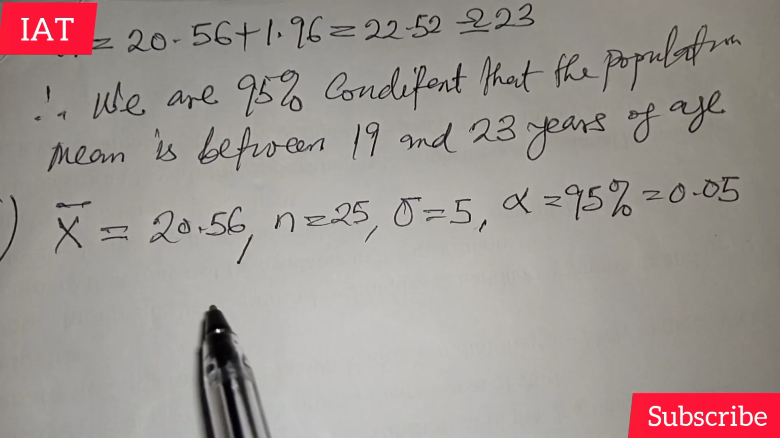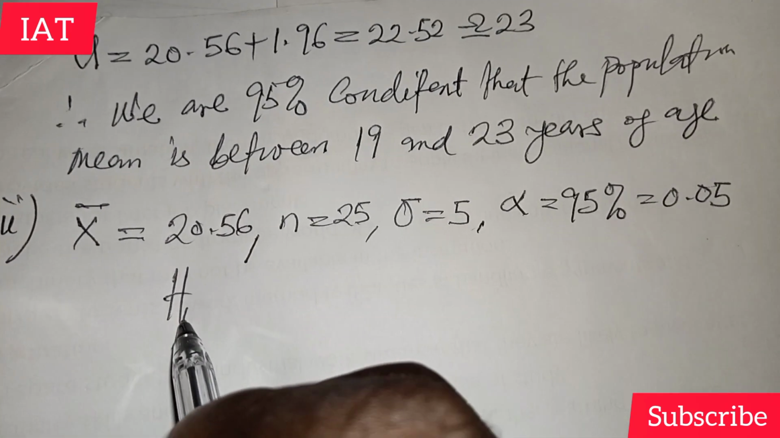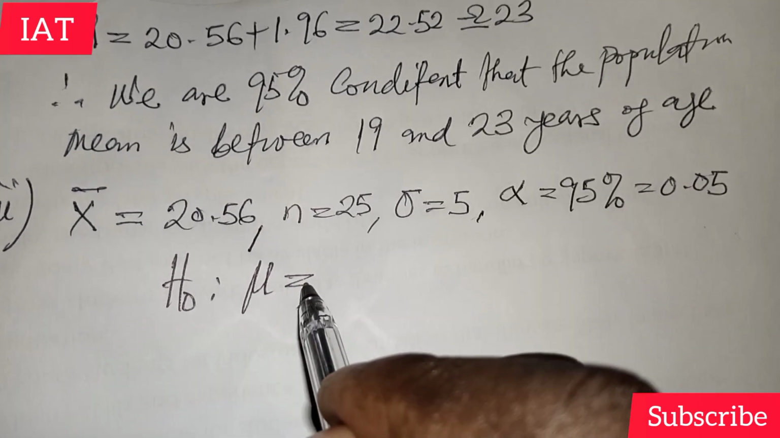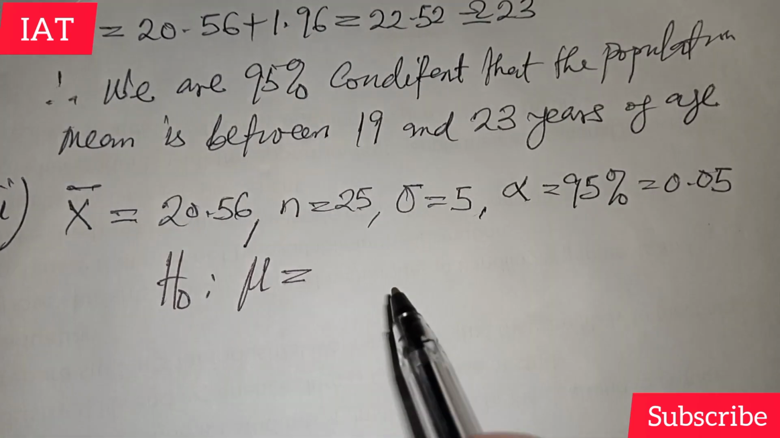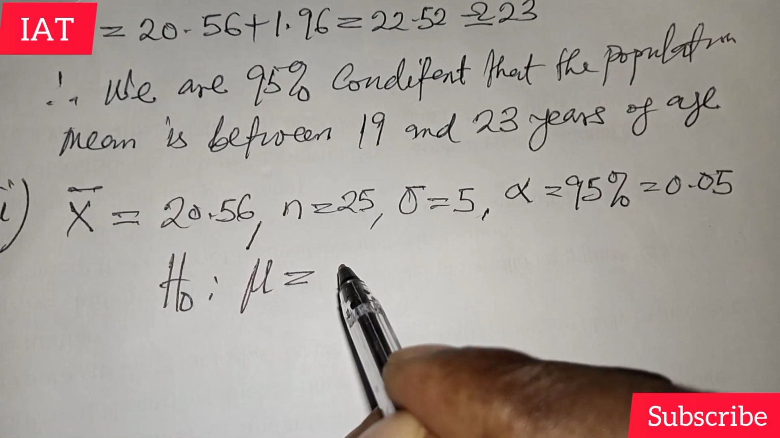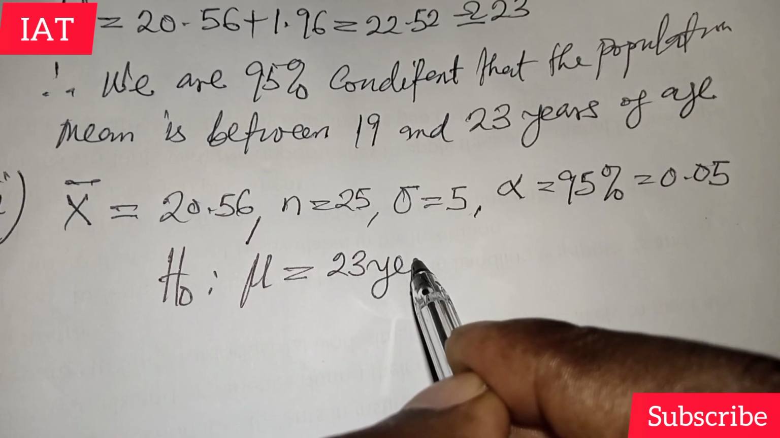So let's test the null hypothesis. The null hypothesis will give us the hypothesized mean, which is 23 years.